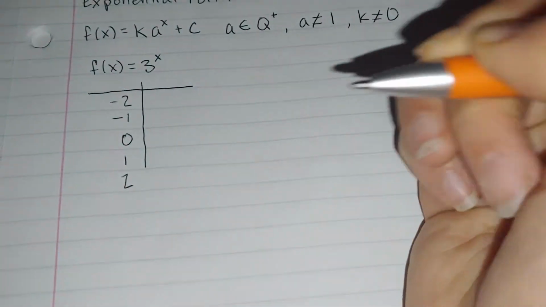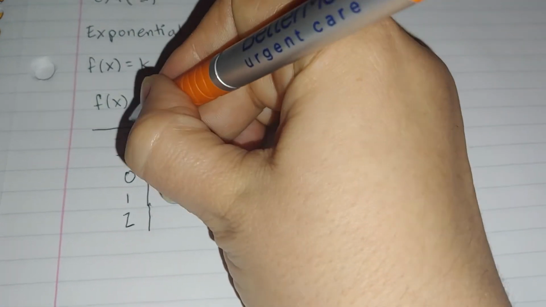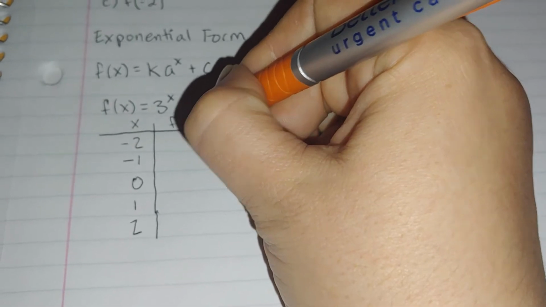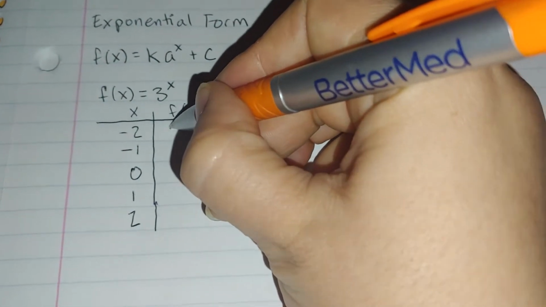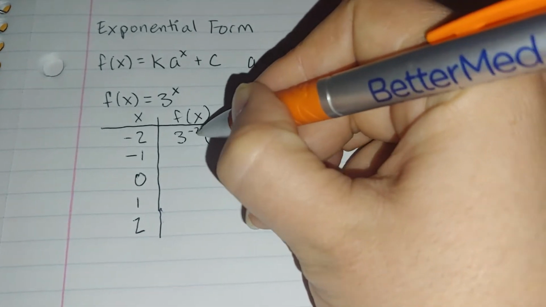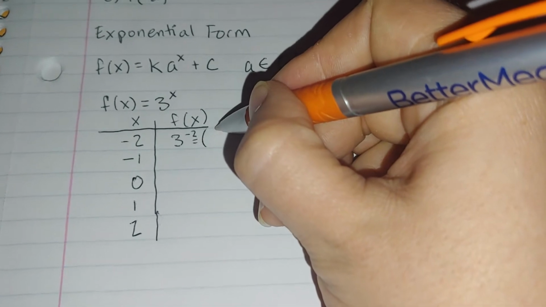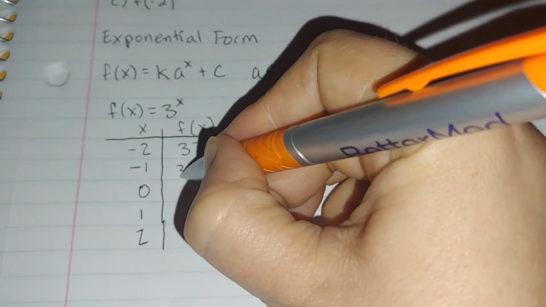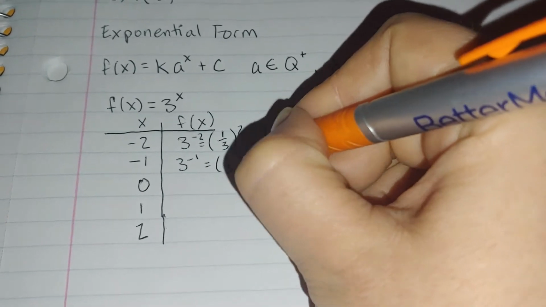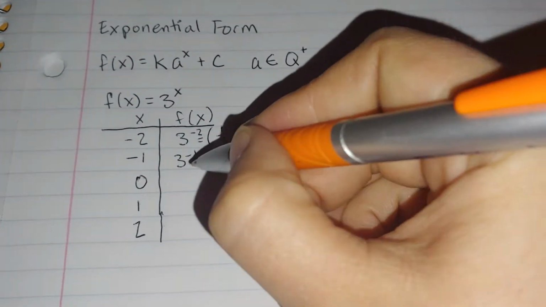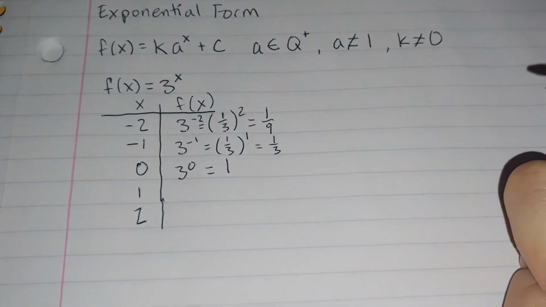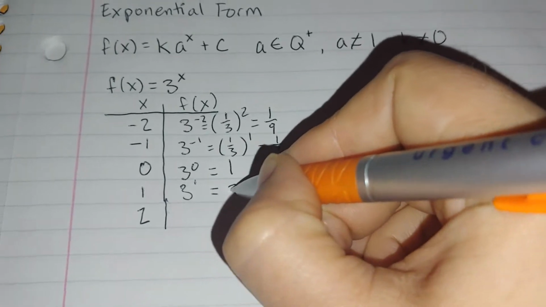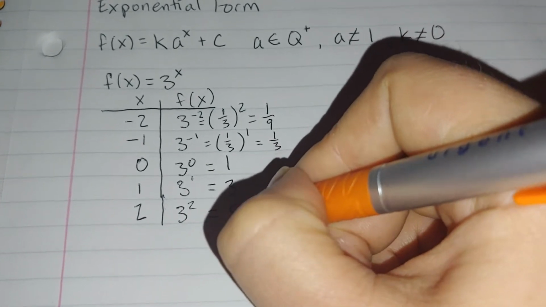I'm just going to make a quick xy table with negative 2, negative 1, 0, 1, and 2. All right, this is x and f of x. All right, 3 to the negative 2 equals 1/3 squared, which is 1/9. 3 to the negative 1 equals 1/3 to the power of 1, which is 1/3. 3 to the 0 is 1, because anything to the 0 is 1. 3 to the power of 1 is 3. And 3 squared is 9.